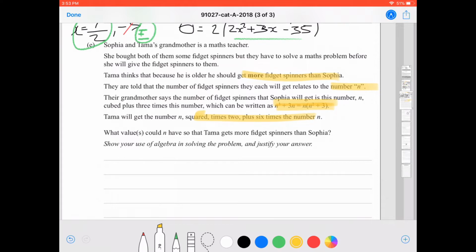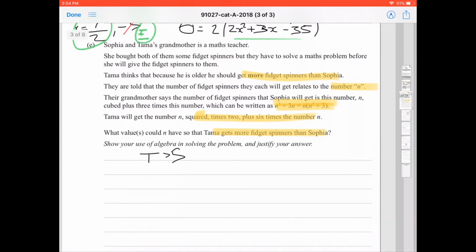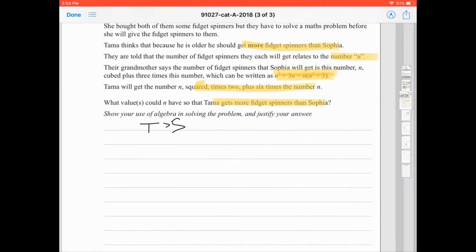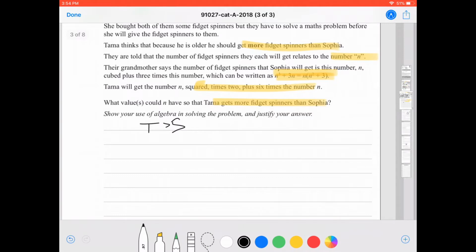What value, the question asks, what value could n have so that Tama gets more fidget spinners than Sophia? Okay, so what value of n gives us t is greater than s? We'll say t for Tama and s for Sophia. We have to form some equations here. We've already been given the equation for the number of fidget spinners for Sophia. It was n cubed plus 3n, and the factorized form was n times n squared plus 3.